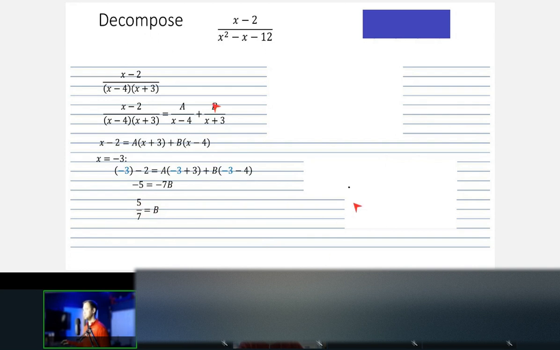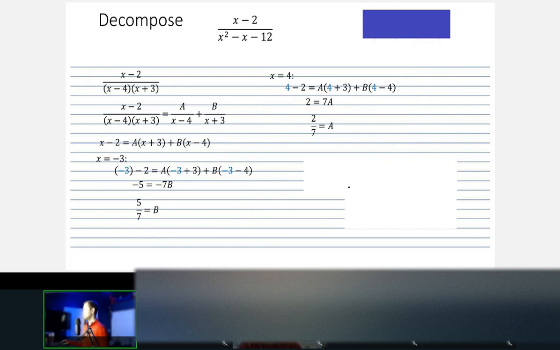All right. So now we have half of the answer, right? We know what B is. So now we have to just do the same thing with X equals, I think we said +4, right? So, there's the work for that one. We plug in 4 for all the X's and we get A is 2/7. All right, so we have A and B. Now we just have to plug it all in, right?